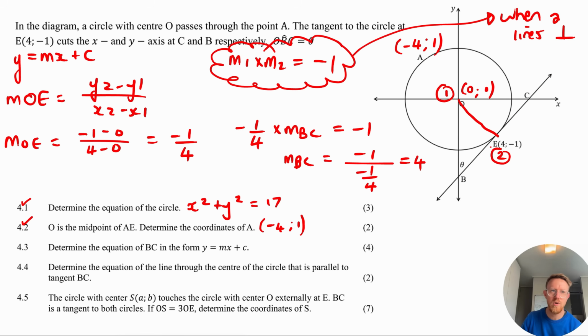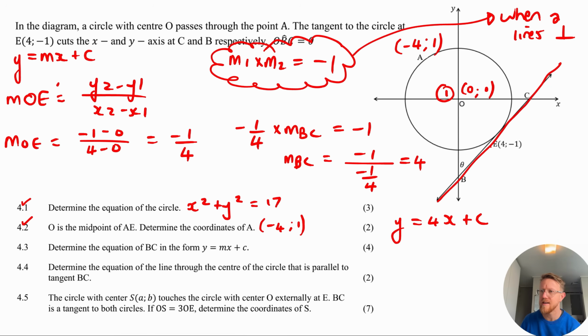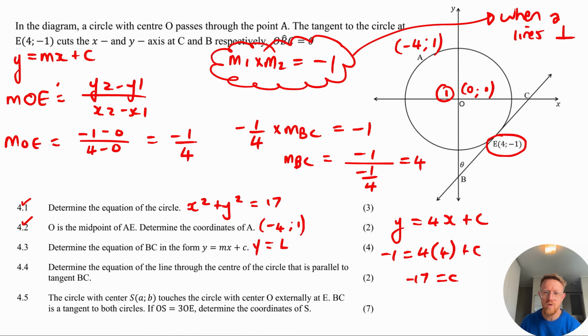Okay, so remember we were working with the straight line. Now we can fill in the gradient as 4. Then to find the c value, you need to plug in any point on the line that we're looking for, which is this line here. I can see that there's a point E over there. So you fill in the y as minus 1, you fill in the x as 4, and after solving this, you should end up with a c value of negative 17. And so we can say y equals 4x take away 17.